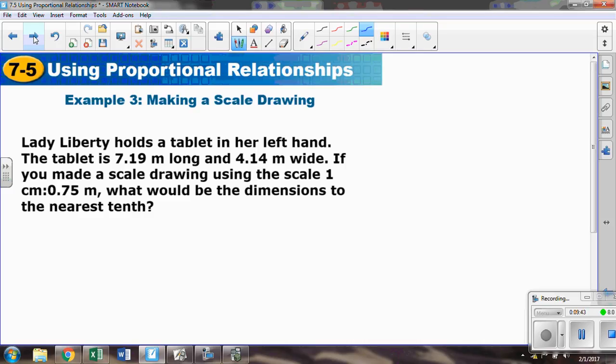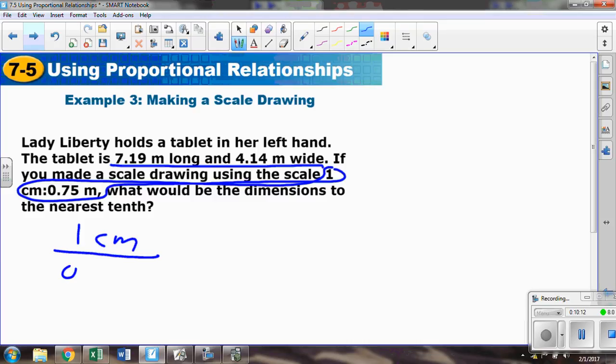This one actually asks us to draw a scale drawing. Lady Liberty holds a tablet in her left hand. The tablet is actually 7.19 meters long, 4.14 meters wide. If you are going to use the scale, 1 centimeter to 3/4 of a meter, what would the dimensions be to the nearest tenth?